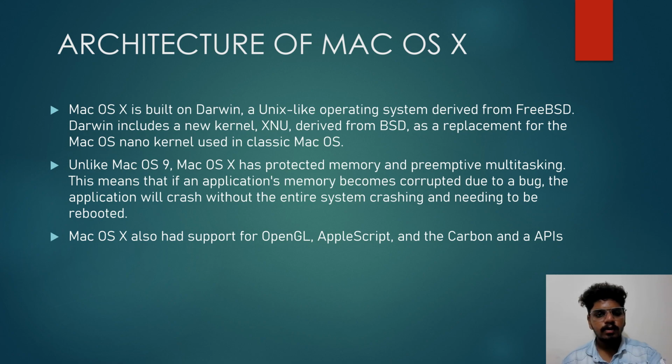Darwin includes a new kernel, XNU, derived from BSD, as a replacement for the Nano kernel used in classic Mac OS. Unlike Mac OS 9, Mac OS X has protected memory and preemptive multitasking. This means that if an application's memory becomes corrupted due to a bug, the application will crash without the entire system crashing and needing to be rebooted. Mac OS X also added support for OpenGL, AppleScript, and Carbon APIs.